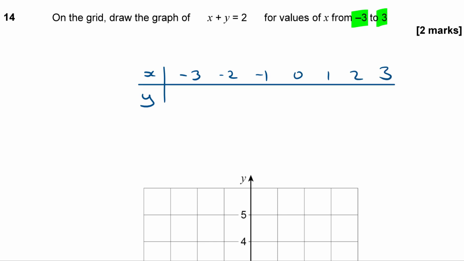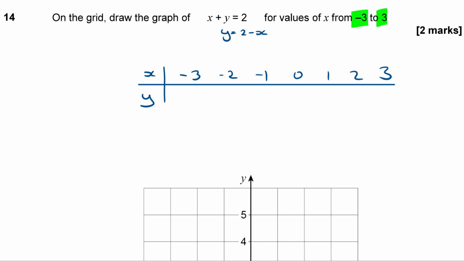Massively overkill. Probably only need 3 or 4. But anyway, it's not a very difficult question. So x plus y equals 2. That means y is going to be 2 subtract the value of x, rearranging that for y. So we can find the y value by taking the x value away from 2.